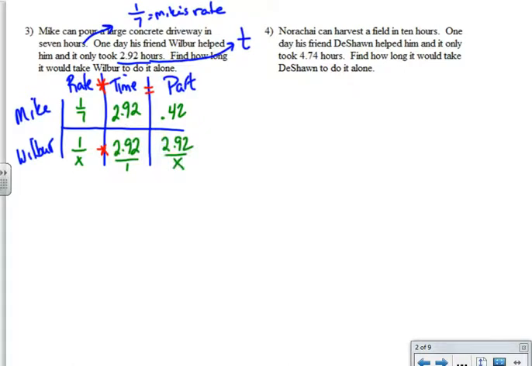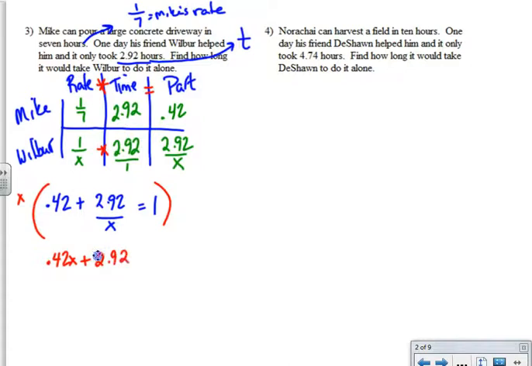And I know from the previous problems that the way we calculate these equations is Mike's part plus Wilbur's part, when I add those working parts together, should come out to one completed job. So it's not the only way you could set up this problem, but I do see a rational equation, and if I multiplied everything by x, I think I'd be in business to solve. So I have 0.42x. The x's will cancel in the next term, so plus 2.92, and then 1 times x.